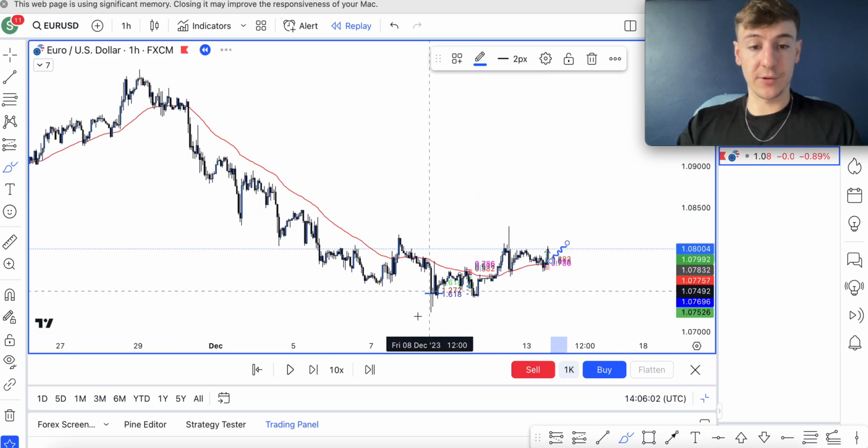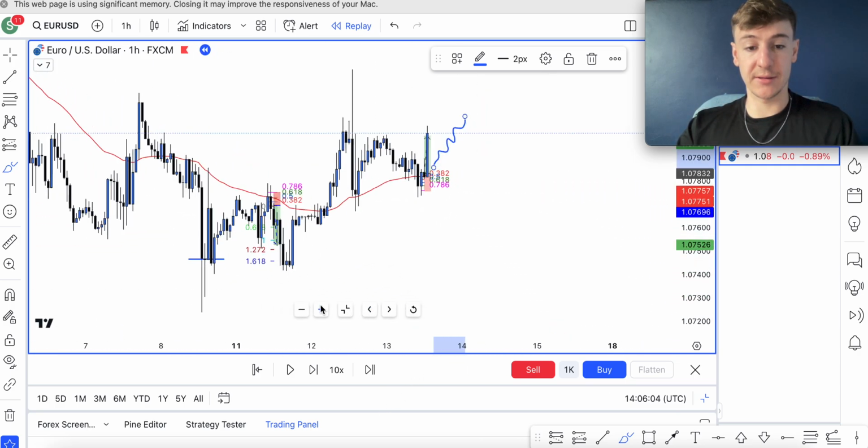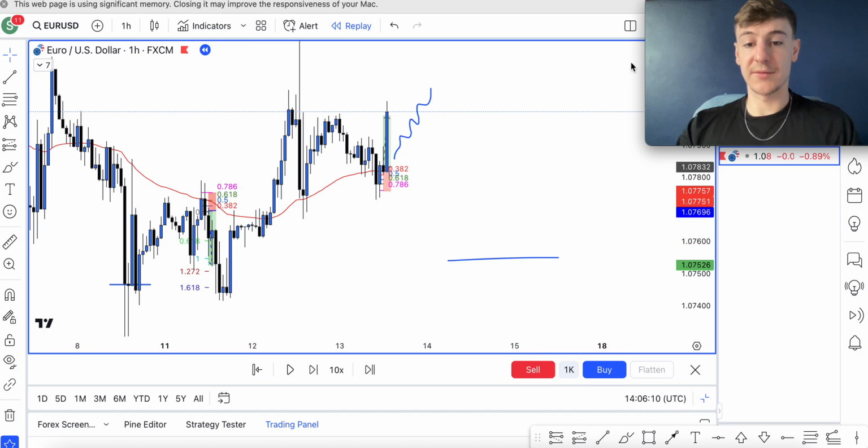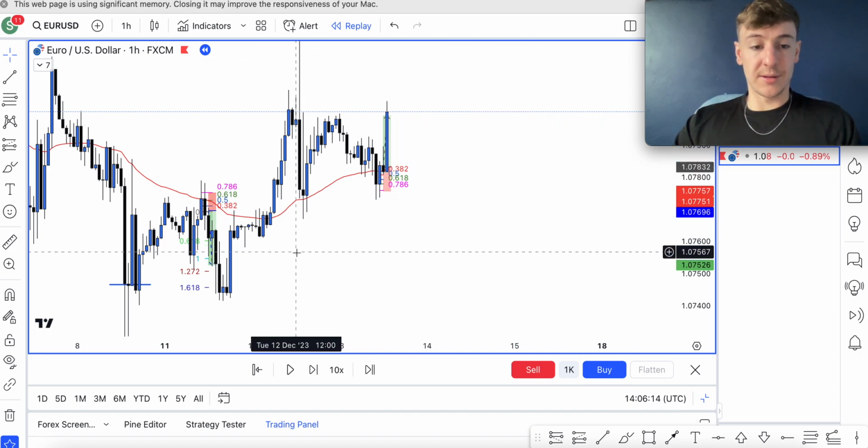As you can see from this trade, let's see if I can go back to this trade. Oh, TradingView can be a little bit slow. So let's go back to here.